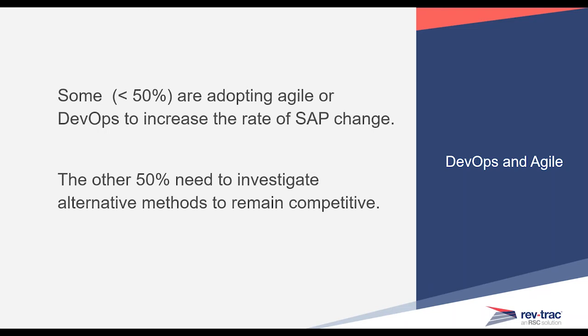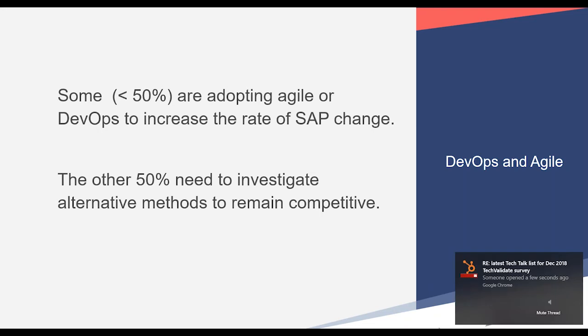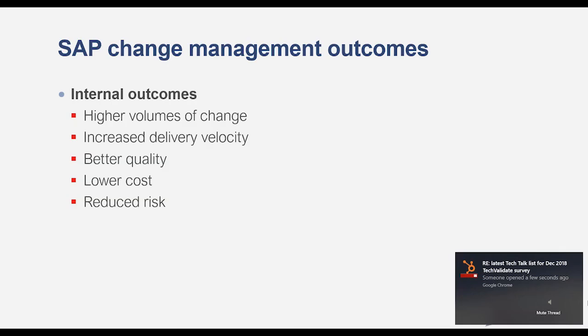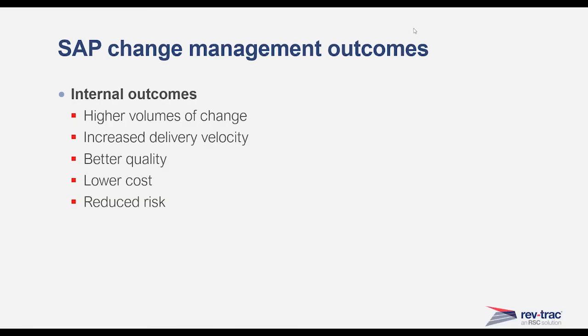And let's talk now a little about the kind of outcomes we're hearing SAP IT teams telling us that they need to achieve. Initially, there's a range of internal outcomes that the SAP IT team needs to do. So they need to, and this won't come as a surprise to anybody, I'm sure, deliver higher volumes of change at increased rates of delivery with better quality at lower cost. And of course, the lower the risk, the better.